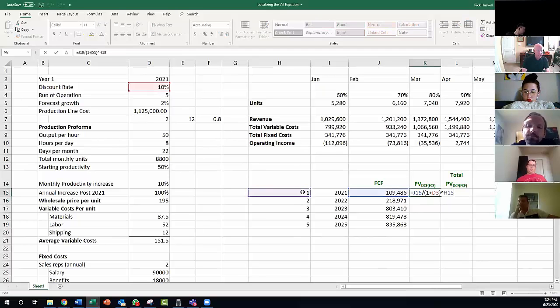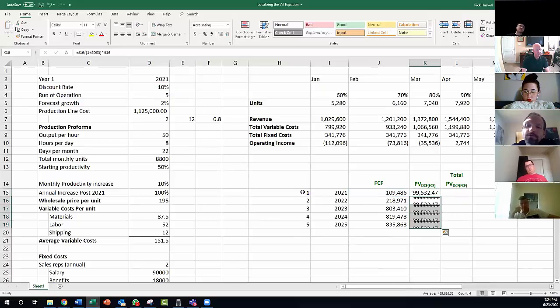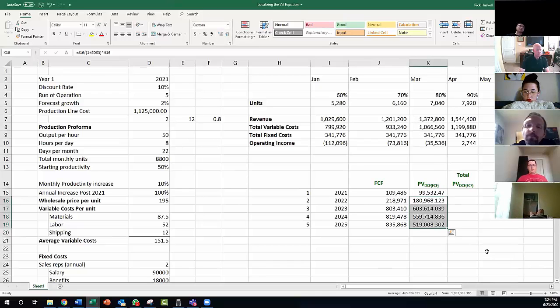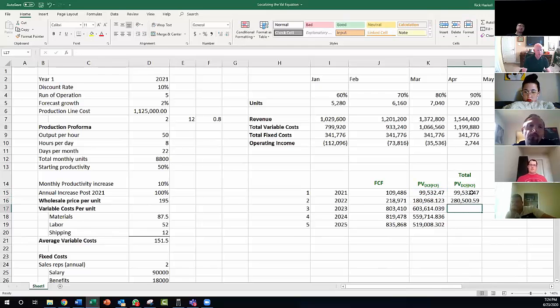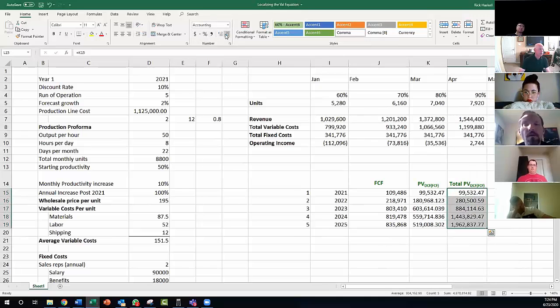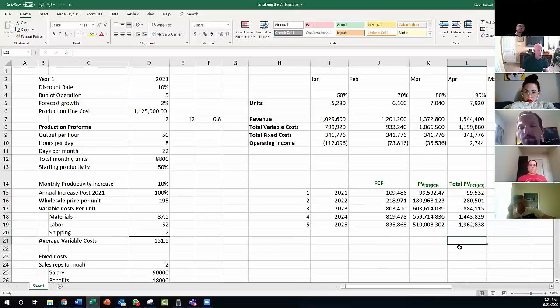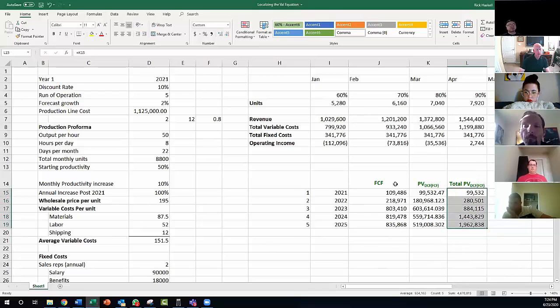Exactly what I do. And now I'm going to make sure that I've given the appropriate anchors for these references. And I'm just going to copy it down. And now what do I do? Sum them up. So I'm going to start with this one, and here is going to be the one from the year before plus this next one. And I'm going to bring it all the way down. And now I have the sum of my present values of my free cash flows.